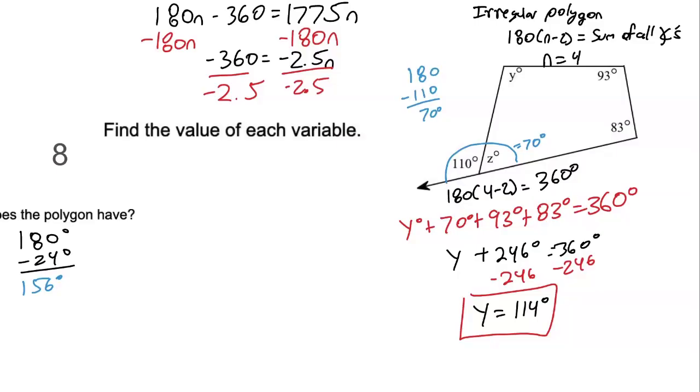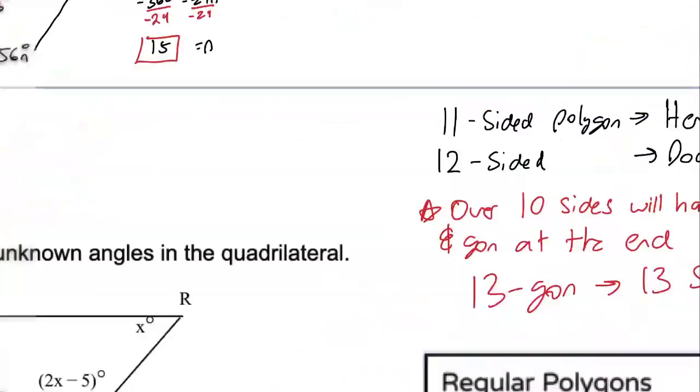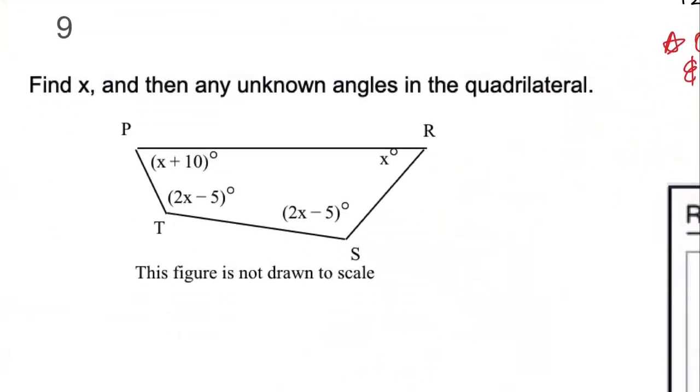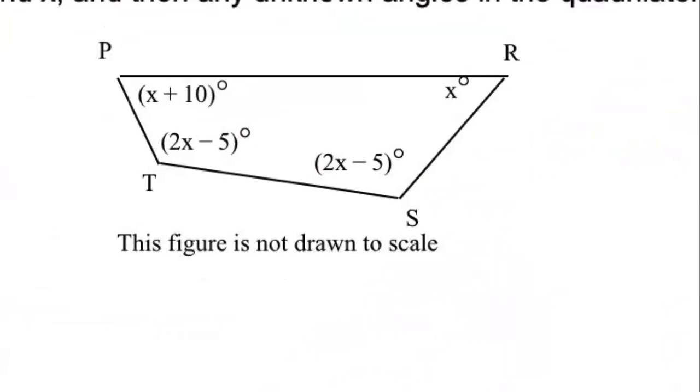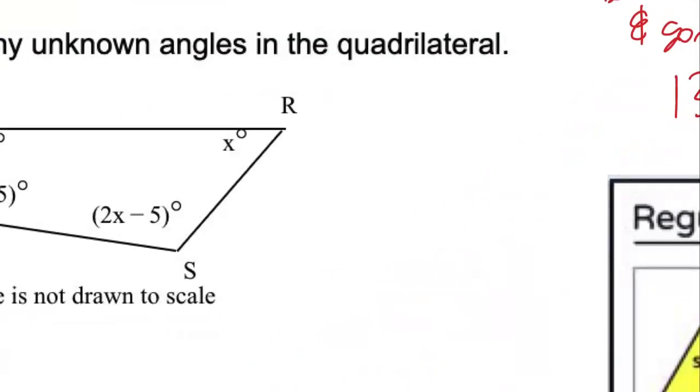Last problem, and we are done. Number 9. Find X, then any of the unknown angles in this quadrilateral. Now, is this a regular polygon or an irregular polygon? Irregular, right? Now, here's the thing. How many sides does this polygon have and the other polygon that we just did? So what do they have to add up to?